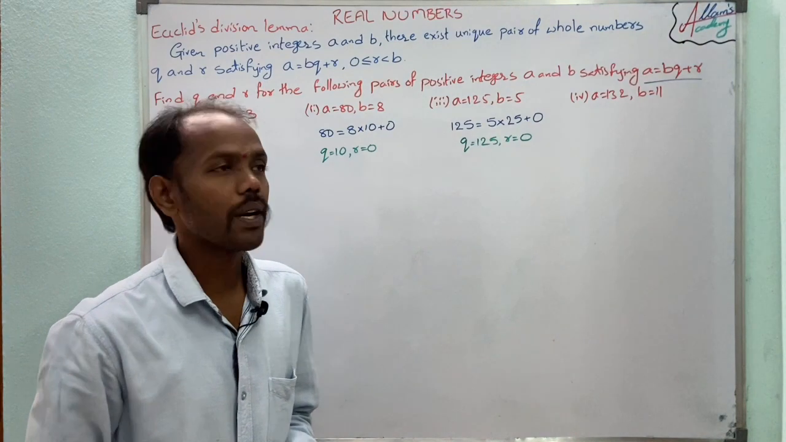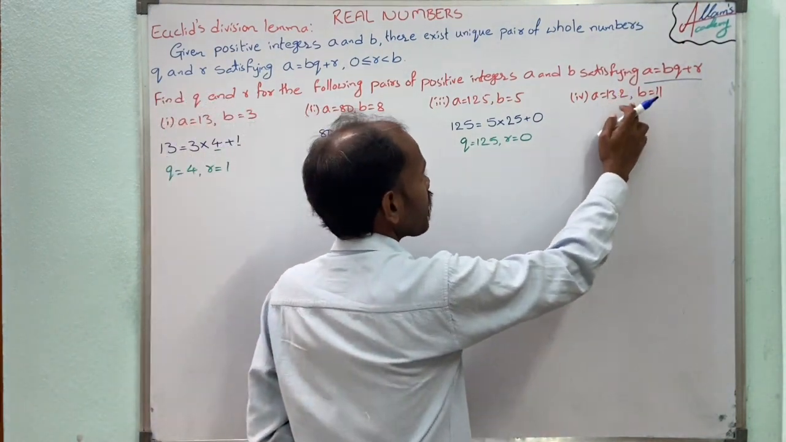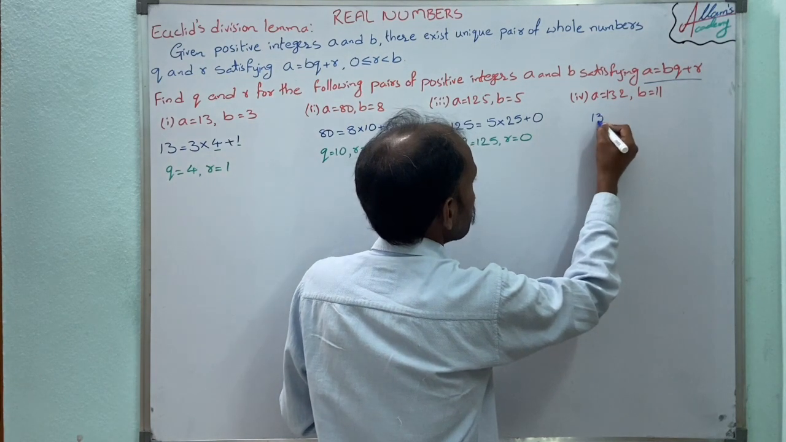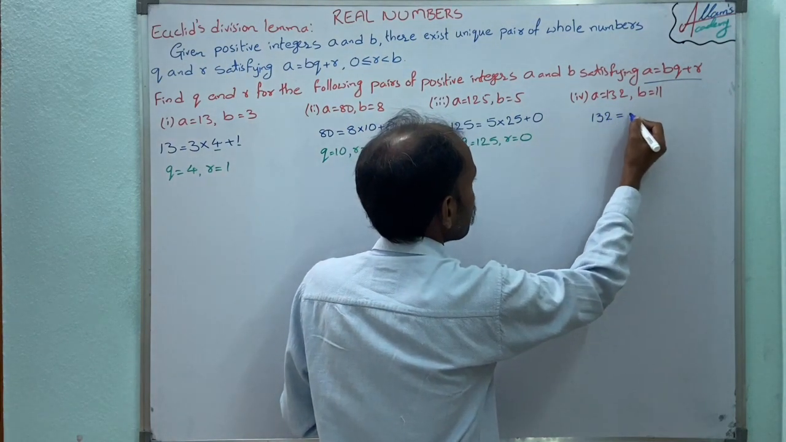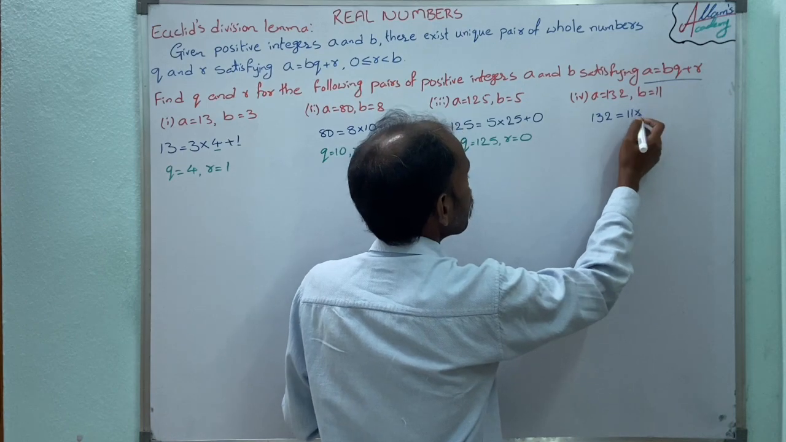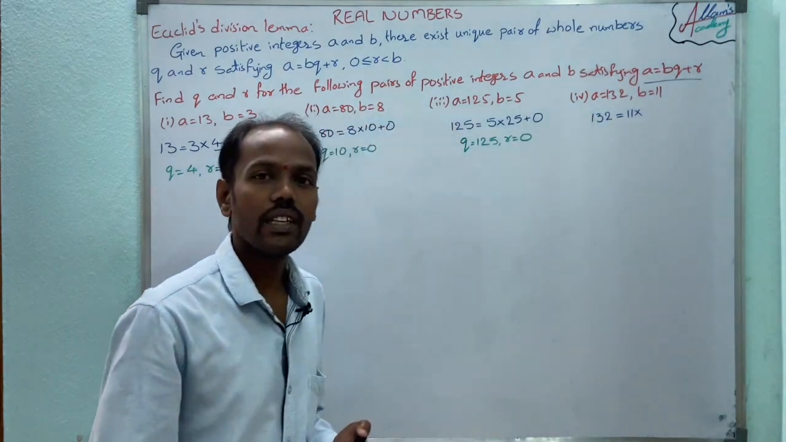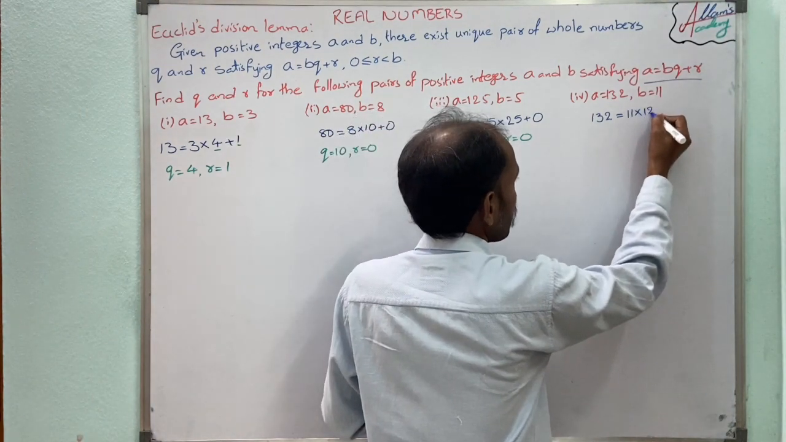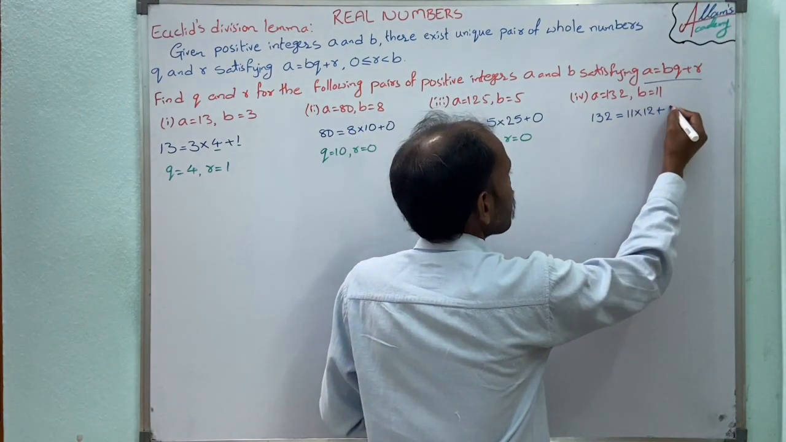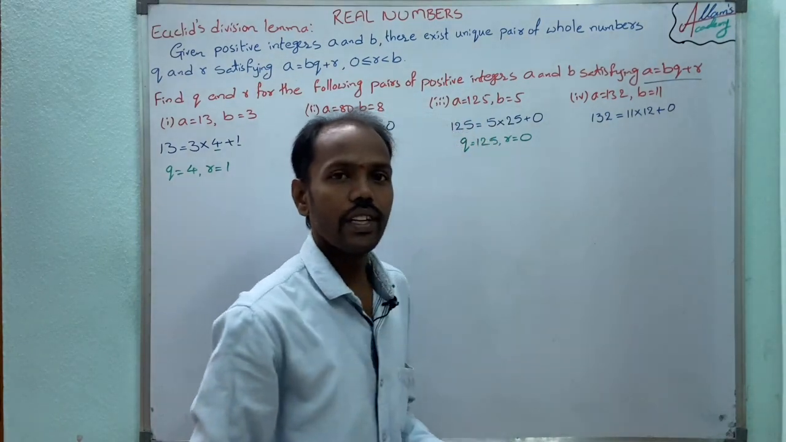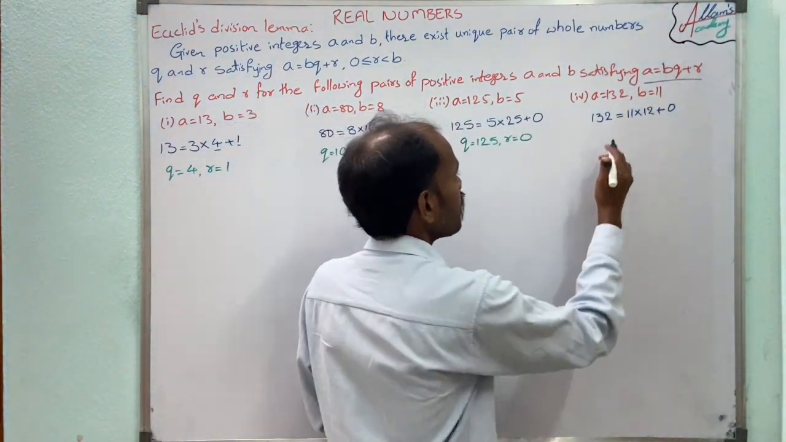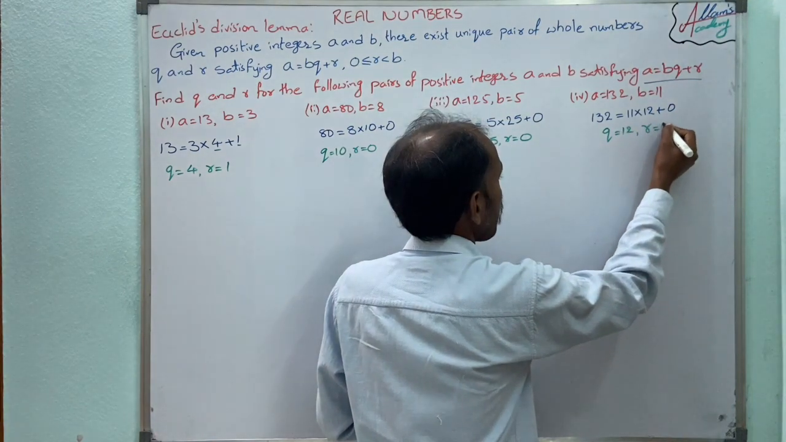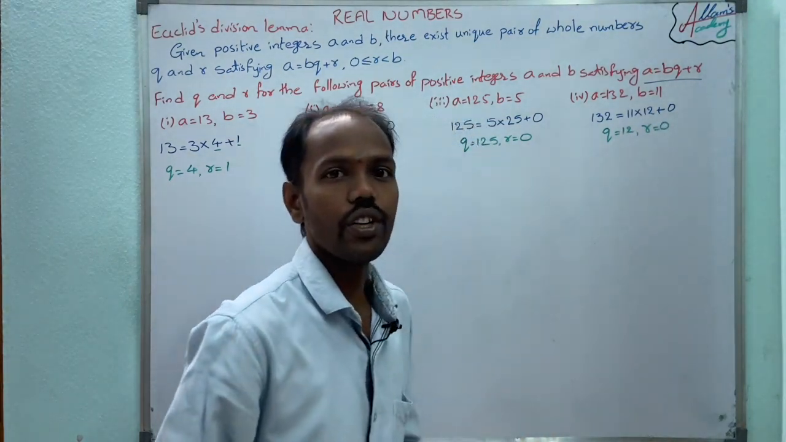For the next problem, a equals 132, b equals 11. So a equals bq plus r. So 132 equals 11 into 12, which is 132. 11 12s are 132. So here the remainder is 0. So for this problem q equals 12 and the remainder r equals 0.